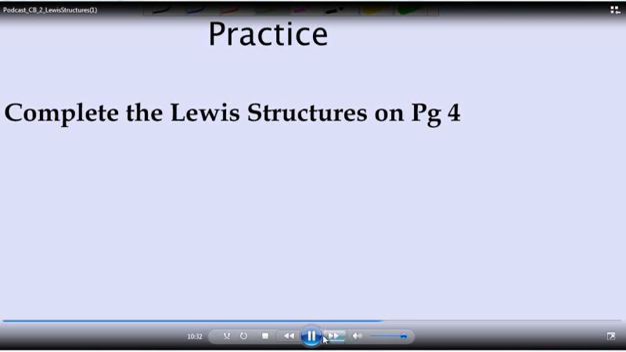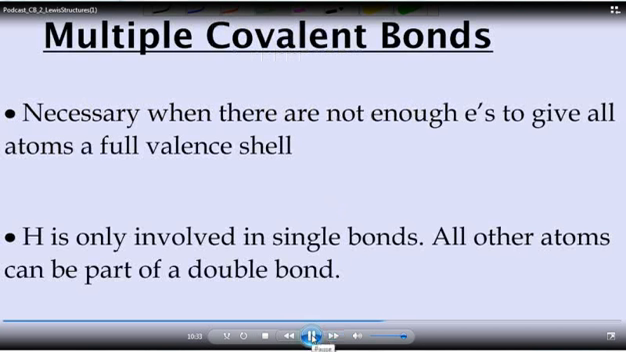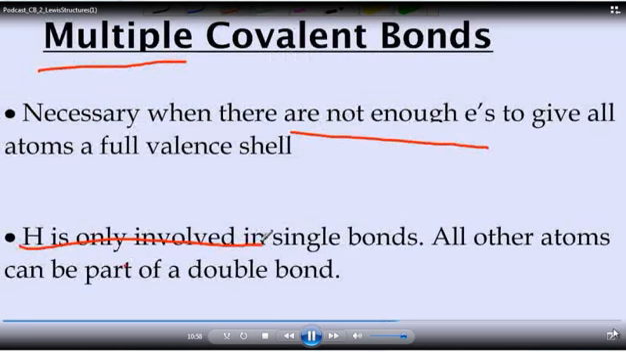Or if you feel confident, you can move on to learn about multiple bonds. Sometimes a single bond is not enough, and we need what's called a multiple bond, which means a double or a triple bond. That's necessary when there are not enough electrons to give each element a full valence shell. We never need a multiple bond for hydrogen. It's the only one involved that only has single bonds. All other elements can have a double bond or even a triple bond. So let's take a look.